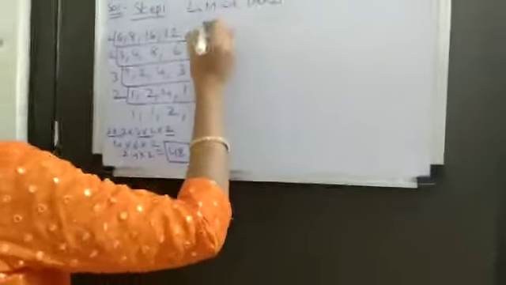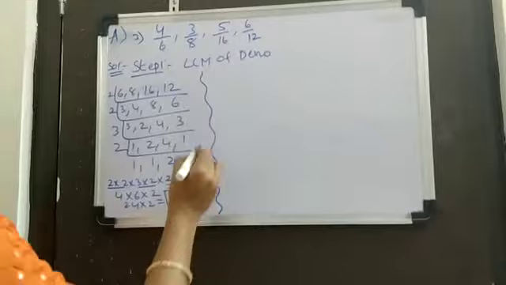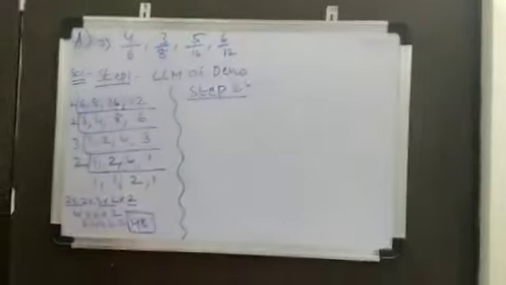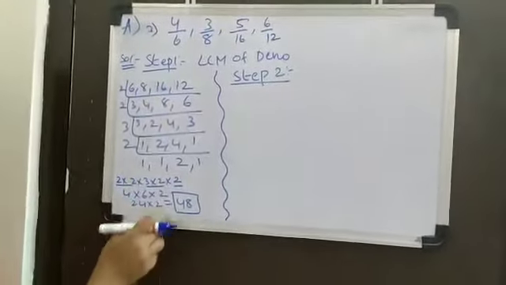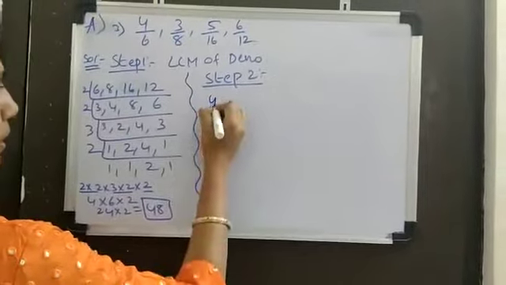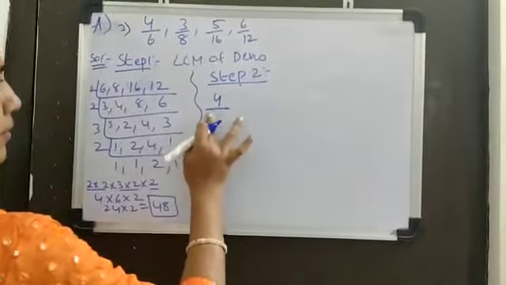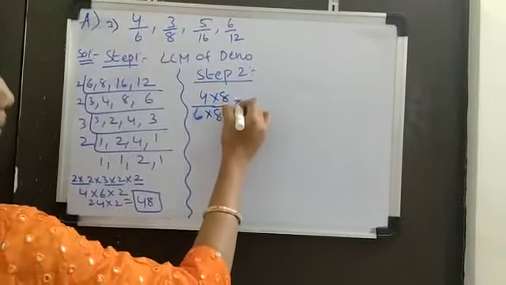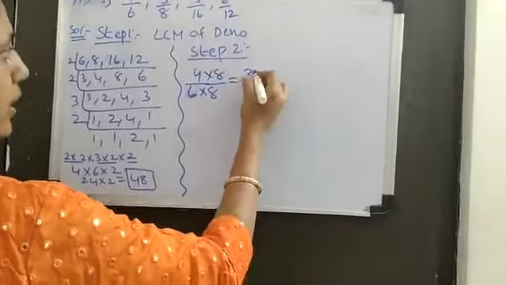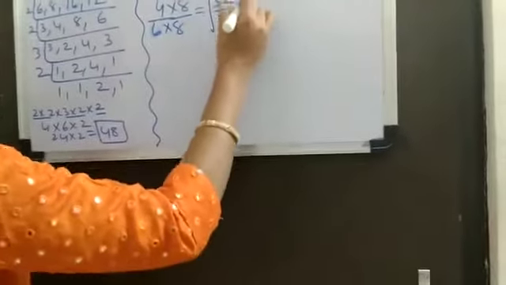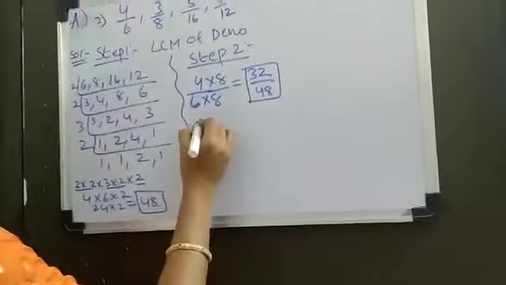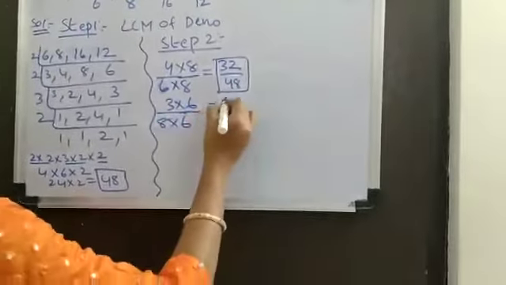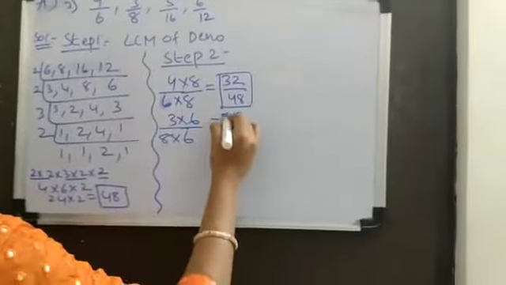Okay, now coming to step 2. We have to change the given fractions into like fractions with the help of LCM. Take the first one. In the 6 table, when 48 will come, 6 8s are 48. So this also you will multiply. 8 4s are 32 by 48. This is our first new fraction. Next, 3 by 8. When will we get 48? 6 8s are 48. So I'll write 6. This is 18 by 48, my second new fraction.